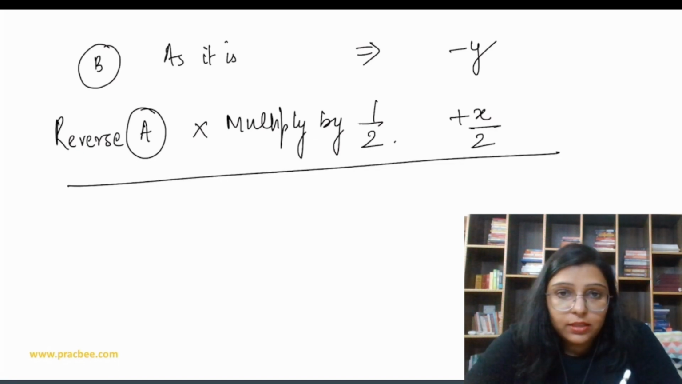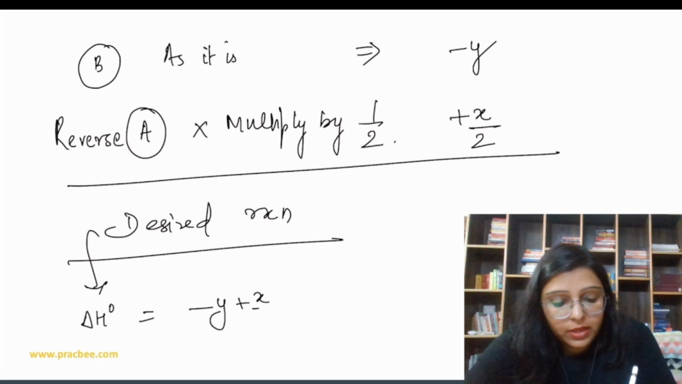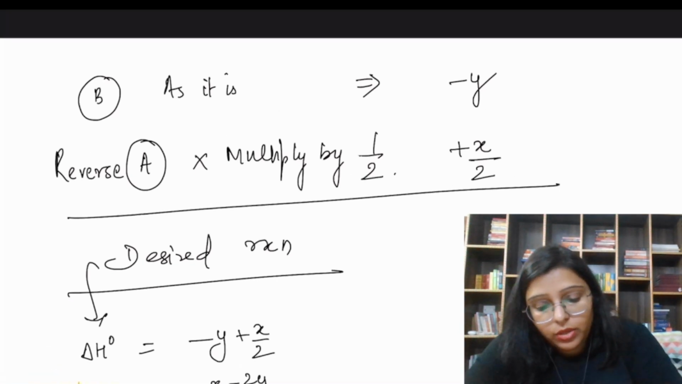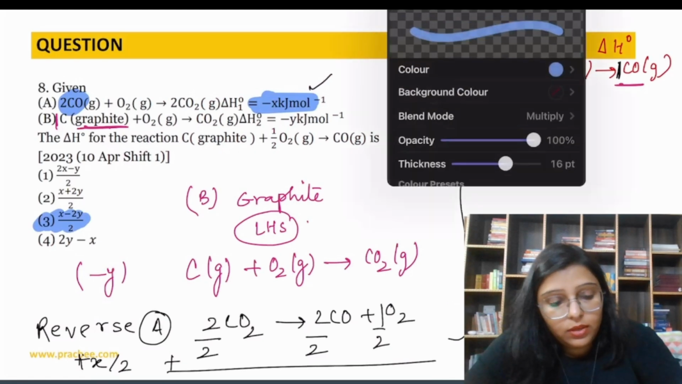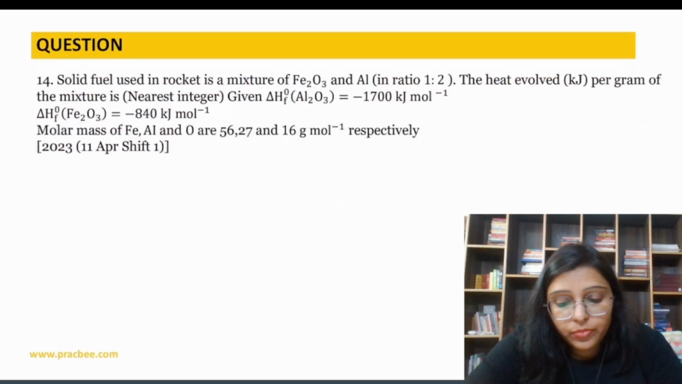And when you add this, you get the desired reaction. So the enthalpy change for this reaction is going to be minus Y plus X by 2, which is equal to X minus 2Y by 2. So the answer is going to be 3. Now let's do the next question.